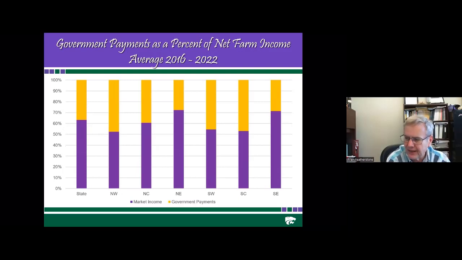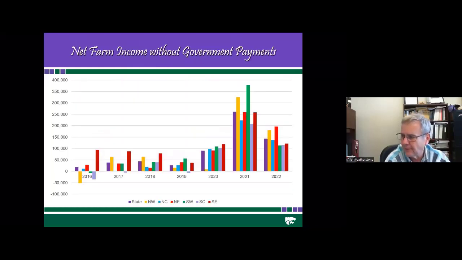If you want to think about this on a percentage basis, I have it here where, on a statewide basis, roughly 65% comes from the market and 35% comes from statutory government program payments. If we look at the Northwest, it's about 50-50. If we look at the Northeast, it's about 70-30. And so you can see the importance of how the LNIs are affected by not including the government program payments in there.